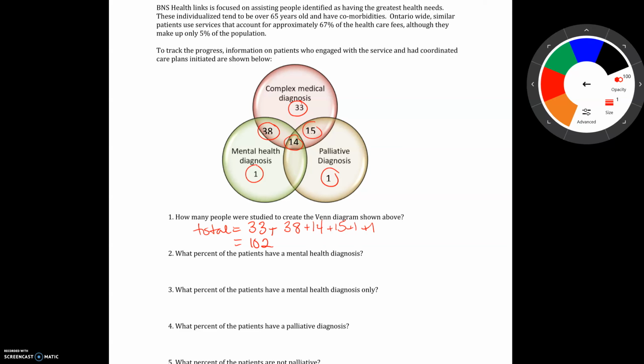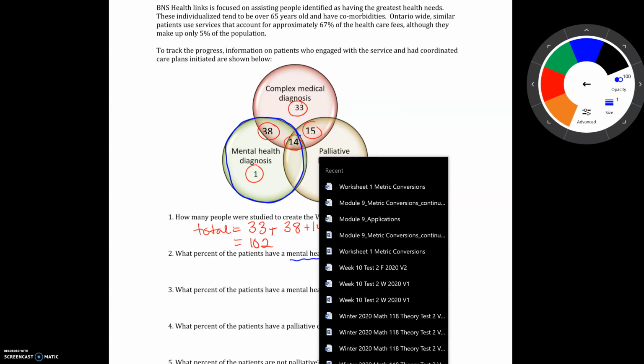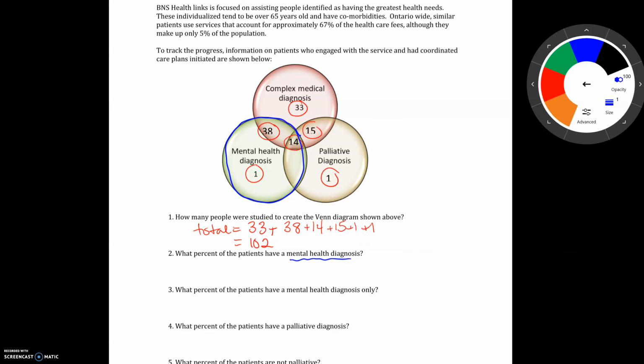And if we want to know how many people have mental health diagnoses out of that group, we'd have to look at the entire mental health diagnosis bubble. So the percent we're working with here of people who have mental health diagnosis would be the ratio of the total number across all of the different categories, so 38 plus 14 plus 1 out of the total number of people represented, and then calculating that as a percent, it would come out to 51.96%.